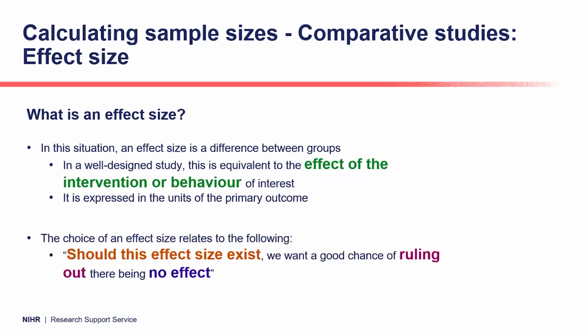Well, should this effect actually exist, we want a good chance of ruling out there being no effect. So in other words, if we observe this difference in our study, then we want to be able to say that the result is statistically significantly different between the groups. In the case of clinical trials, the choice of effect size for a sample size calculation should be the minimum clinically important difference, which we'll talk about in the next slide.